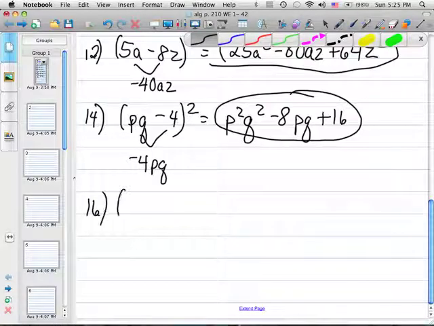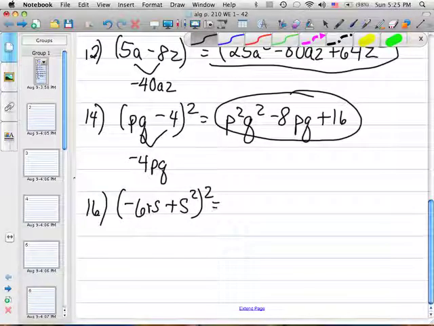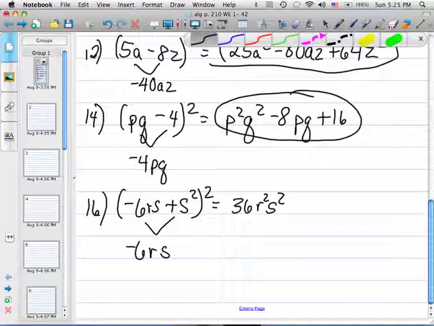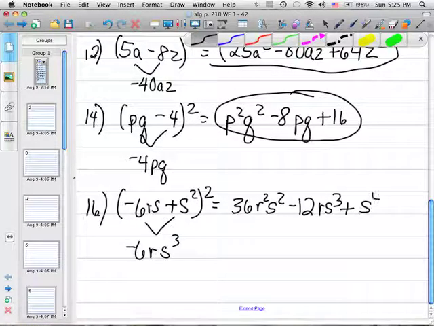Number 16, I have negative 6rs plus s squared. I'm going to square that. So negative 6rs, squaring that would be positive 36, r to the second, s to the second. Times these together, I get negative 6rs cubed. Double that up, it's negative 12rs cubed. And s squared times s squared is plus s to the fourth.